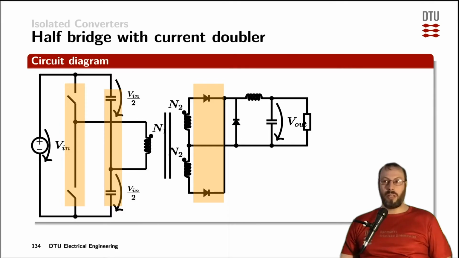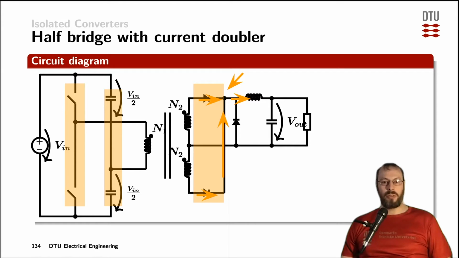The current is doubling as the current from one diode is flowing into that node up here, and the current from the other diode is flowing through that connection to the same node. So the effective output current is twice the current from each diode. We could as well have used a voltage doubler here. We could as well have used a half bridge or a full bridge rectifier.